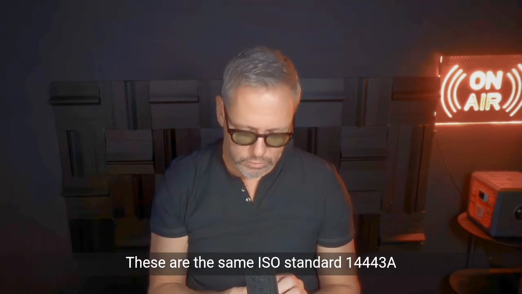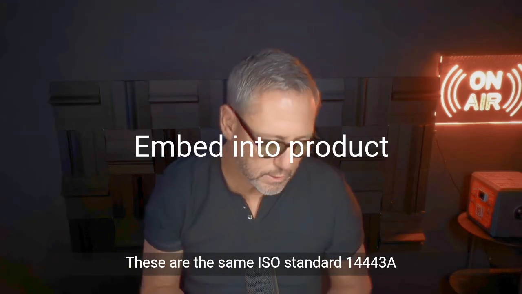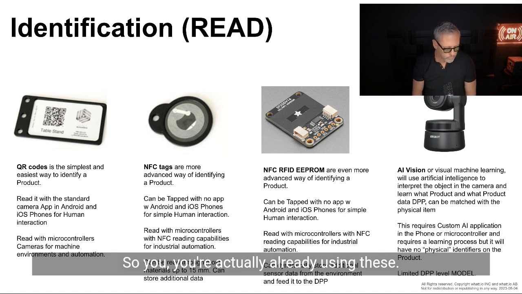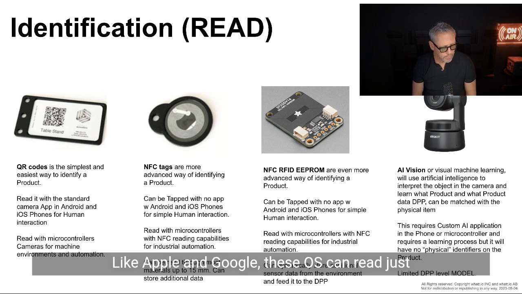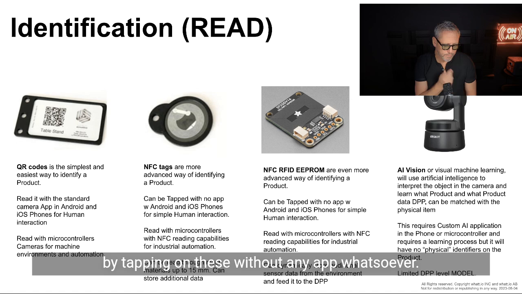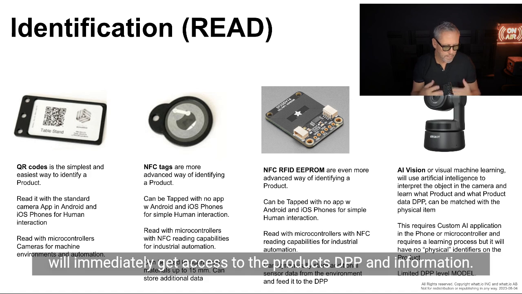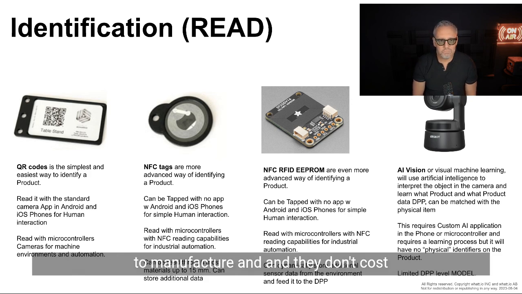These are the same ISO standard 14443A that's used in basically all your credit cards, so you're actually already using these. The good news is also that this standard is used by all the mobile phone operators like Apple and Google. These OS can read just by tapping on these without any app whatsoever. They will just recognize there is a URL on the NFC tag, and you will immediately get access to the product's DPP and information. They are cheap to manufacture, and they don't cost much to buy from different vendors.